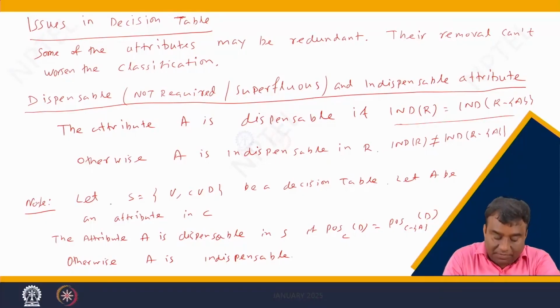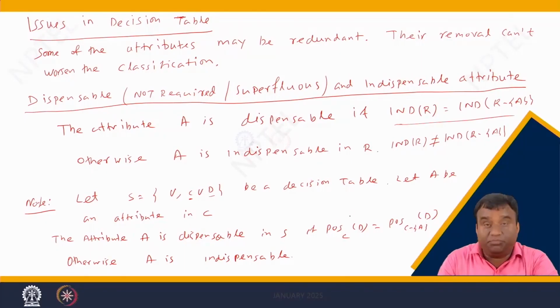So last class we have discussed that let S, that is a set of objects and conditional attributes with decision attributes, may be a decision table. Let A be an attribute in C. The attribute A is dispensable in S if the positive region of U by D with respect to C is equal to the positive region of U by D with respect to C minus A. If these two are not equal, then A is indispensable.